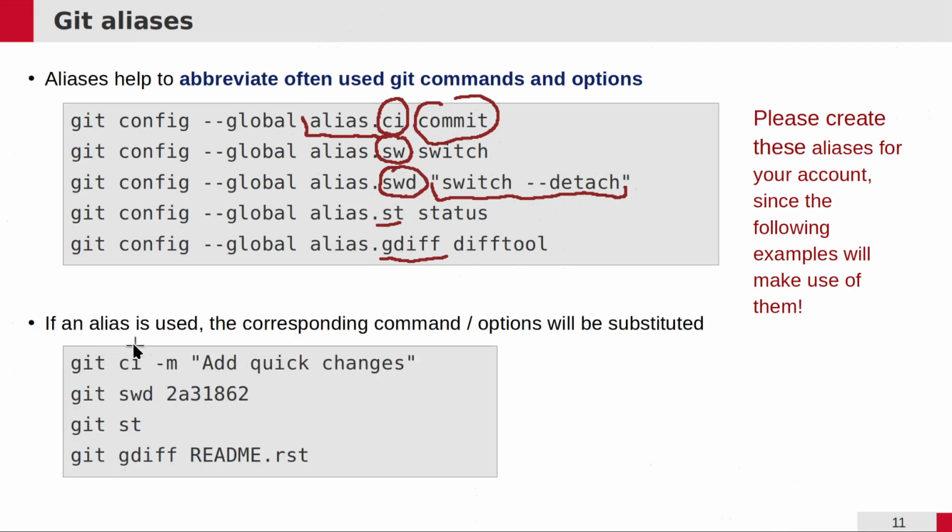And if you use these abbreviations, you can spare a lot of typing, like you can just say ci instead of checkin, swd instead of switch --detach, st, which we use a lot, instead of git status, and so on and so on. And we are also using the graphical diff tool that you can use with gdiff instead of having to write git difftool.